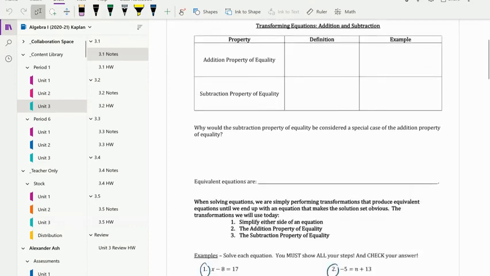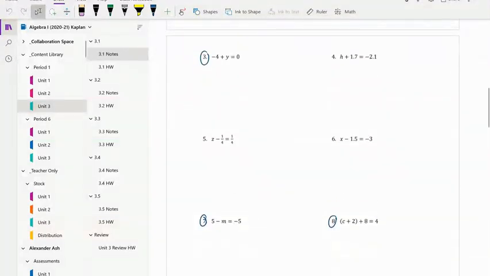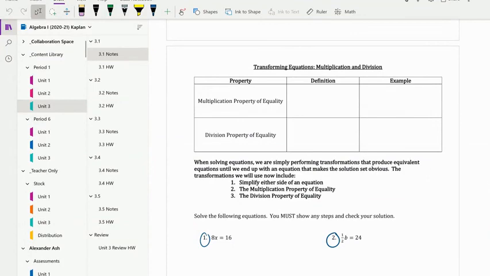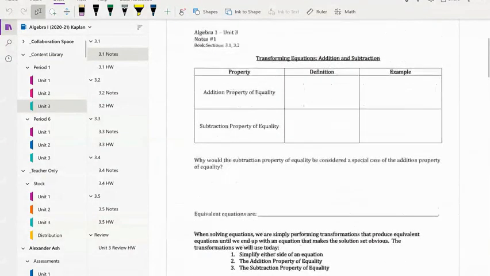So we'll start with addition and subtraction, and you can see we'll talk about these properties. We'll do a few examples. We're not going to do all 10 for each one. We'll probably do 5 or 6. Then we'll talk about multiplication and division, and we'll do the same thing. Okay, so let's get rolling here.